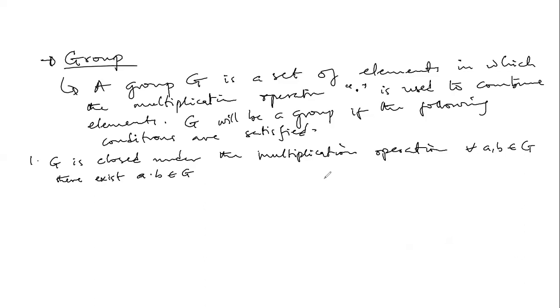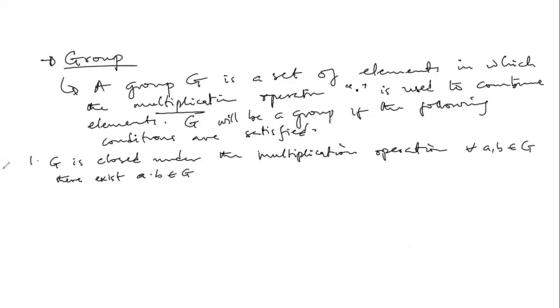So it means that, observe that here we have defined a group based on the multiplication operation. So we said a group G is a set of elements in which the multiplication operation is used to combine elements. If, based on these conditions, about 5 of them, they don't hold, then we do not have a group. And the first condition is that G has to be closed under the multiplication operation. So if we have A, B as elements of G, then this group will exist if the product of A and B is also an element of G.